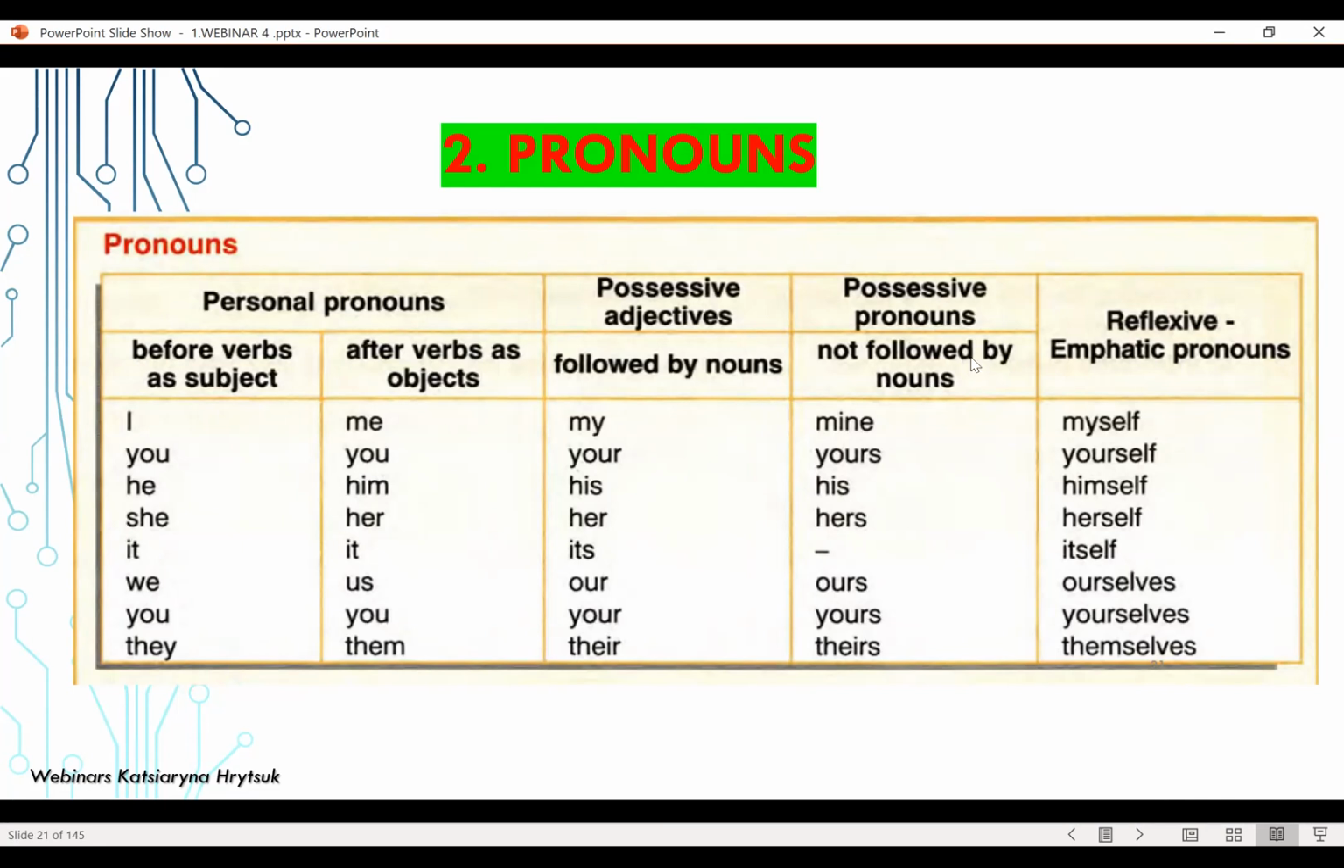And reflexive or emphatic pronouns, they're slightly different in the meaning. Later I will explain in more detail. So reflexive, return to you. Myself, I, myself. You, yourself. He, himself, and so on. More detailed, it's a bit after.